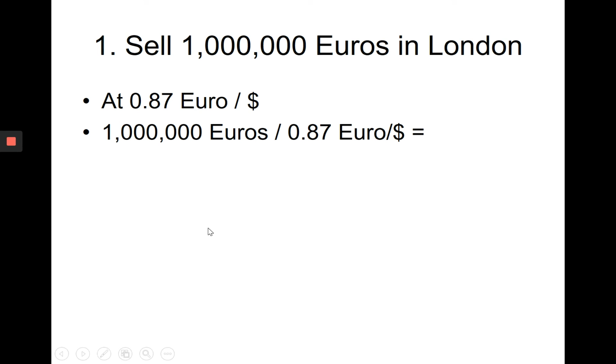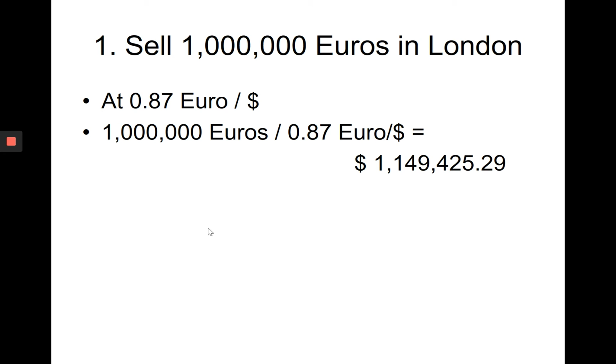The rate quoted for us in the dollar-based market was 87 euro cents equals a dollar. We have €1,000,000 and we want to convert it to yen, but it's a dollar-based market, so we have to first convert it into dollars. €1,000,000 divided by 0.87 euro per dollar equals 1,149,425.29.